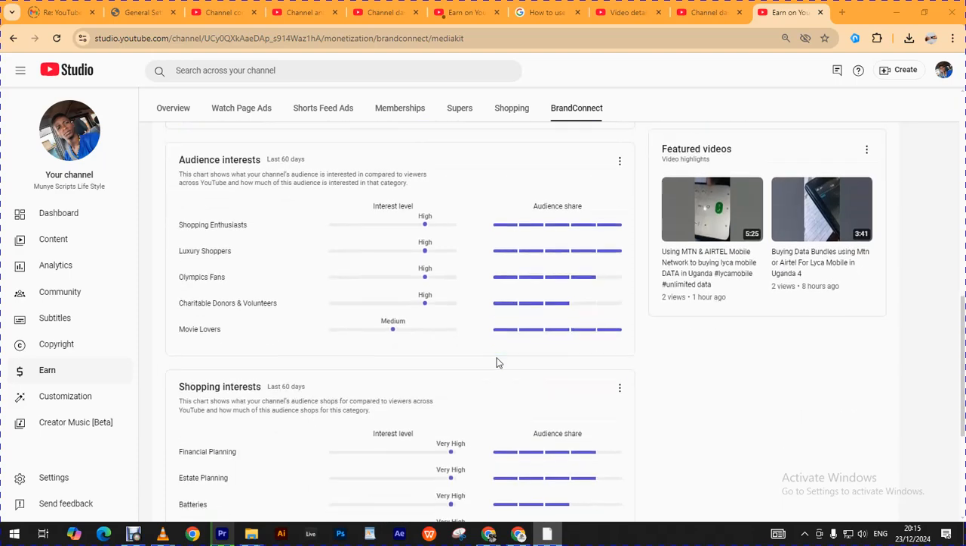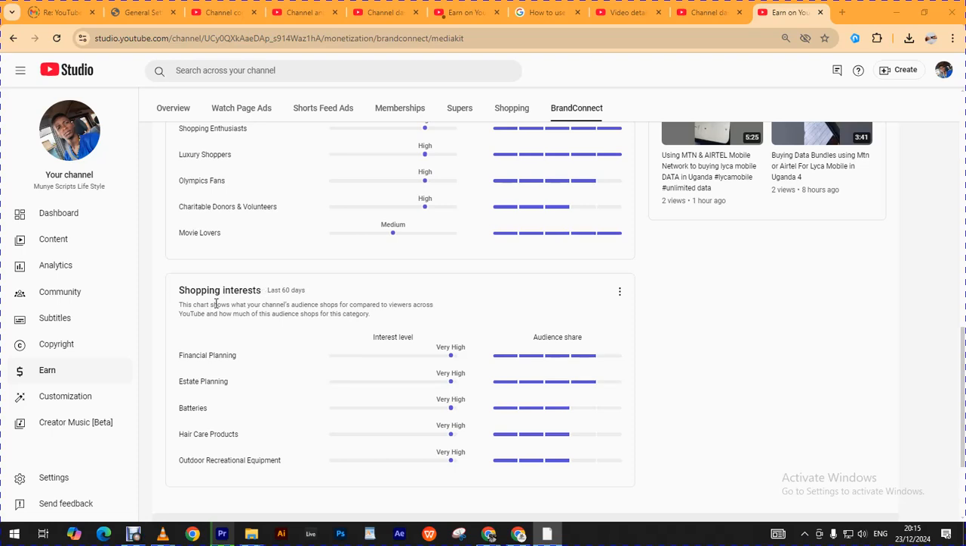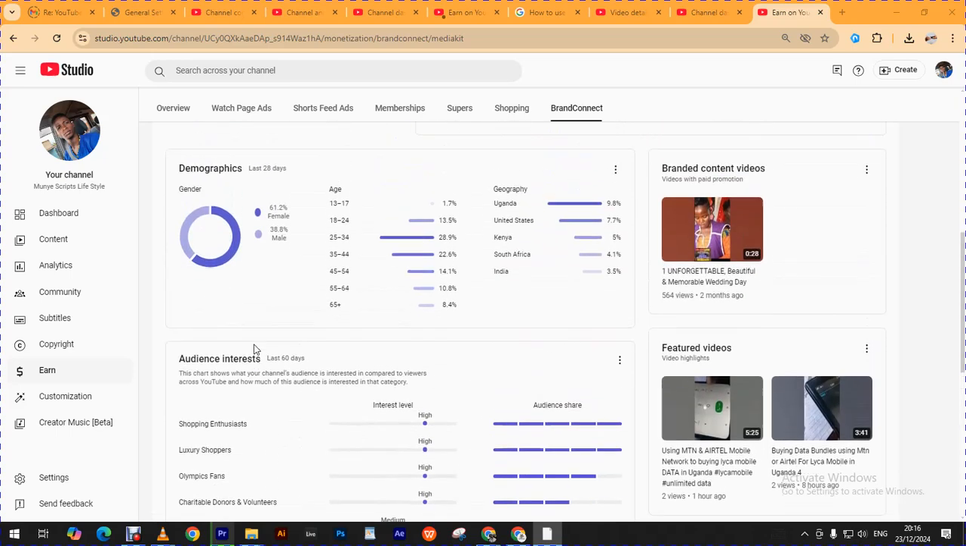Then if we go down to the shopping interests, this chart shows what your channel's audience shops for compared to viewers across YouTube, and how much of this audience shops for this category. When it comes to finance planning, they are very high. Estate planning, also very high. Batteries, very high. Hair care products, very high. And outdoor recreation equipment, also very high. So that is the audience I have right now that is watching my channel.